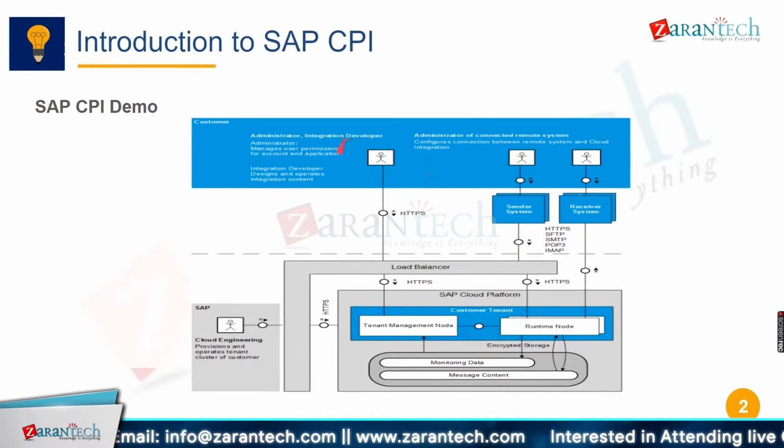But here the administrator comes into the picture, who gives all the roles and everything. Now the administrator can see all the information. He can see the sender information, he can see the load balancer, he can see the tenant, and he can see the monitoring and everything. This is the administrator part.